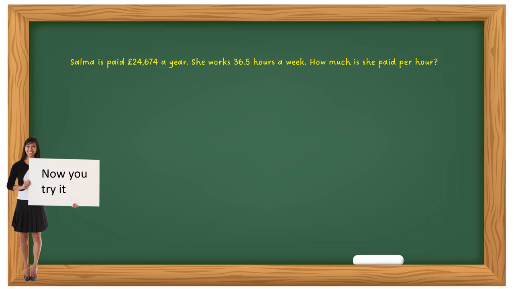So how did you do? Did you break it down into weeks and then hours? 24,674 divided by 52 gives the weekly wage of £474.50. You then take that money and divide it by 36.5 hours, which gives her hourly wage of £13. So Selma is paid £13 per hour. If you got £13, well done.